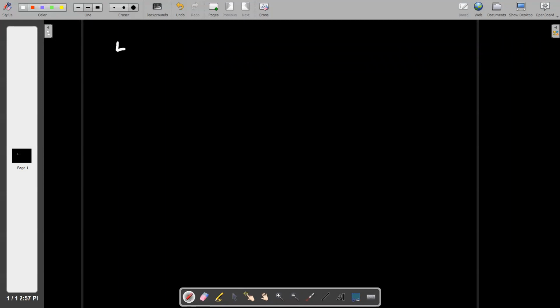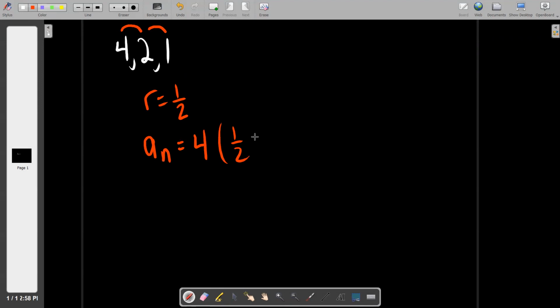So for problem 3, we have the sequence 4, 2, 1. Again, we can clearly see that what's happening is, yes, we are dividing by 2, but in reality, we're multiplying by 1/2. So that's my r value. To find my explicit formula, I'm just going to write a sub n equals first term times common ratio to the power of n minus 1.